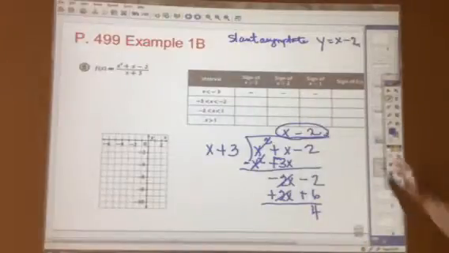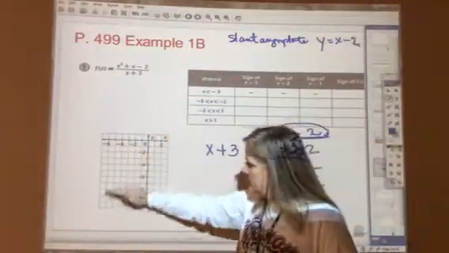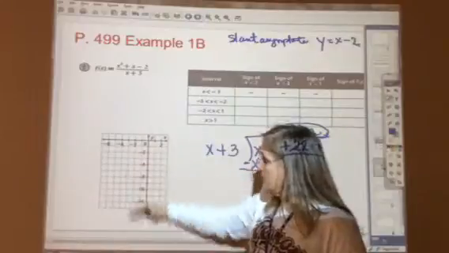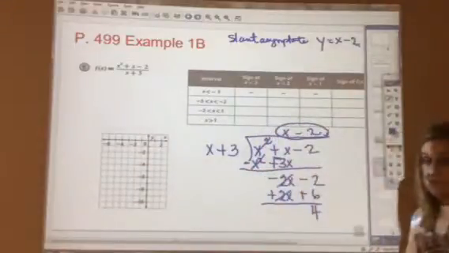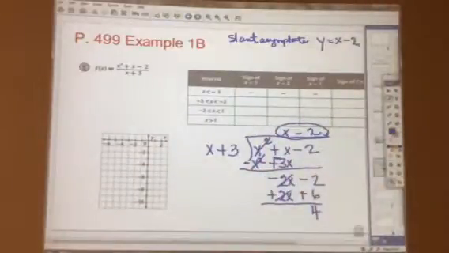So what I'm going to do is I'm going to graph that over here on my graph. How can I graph y equals x minus 2? Yes. You're going to go down 2 from the origin, and you're going to go up 1 over 1. Very good. Up 1 over 1, up 1 over 1. That is going to be my slant asymptote right there.